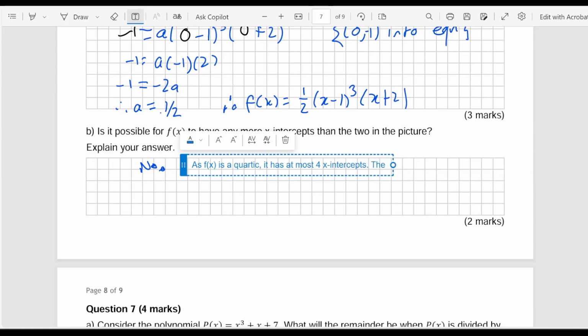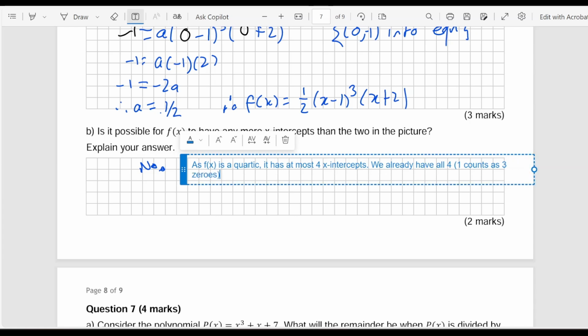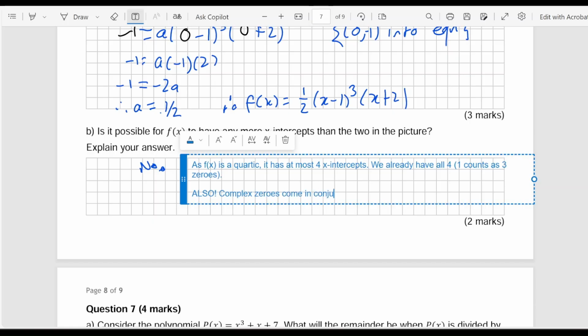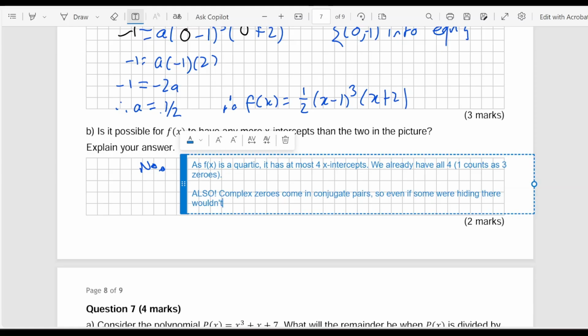Alright, so we already have all 4. One counts as 3 zeros, or x-intercepts, because it's like a triple factor. Also, complex zeros come in conjugate pairs. So even if some were hiding, there wouldn't be 3 of them. There would have to be an even number.